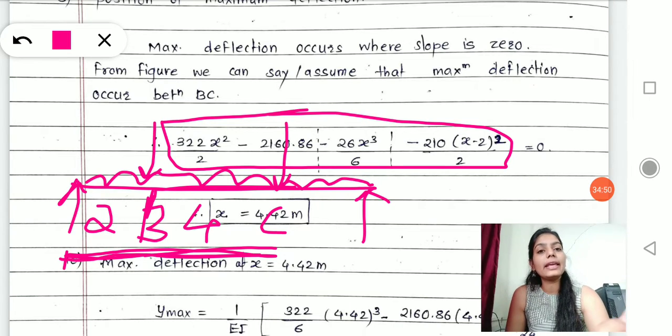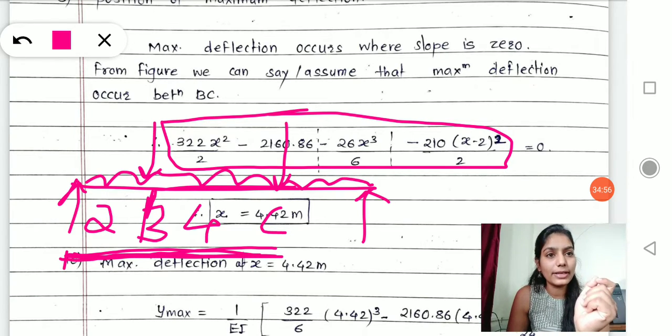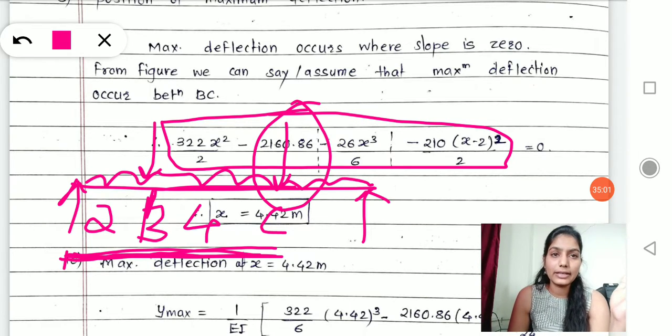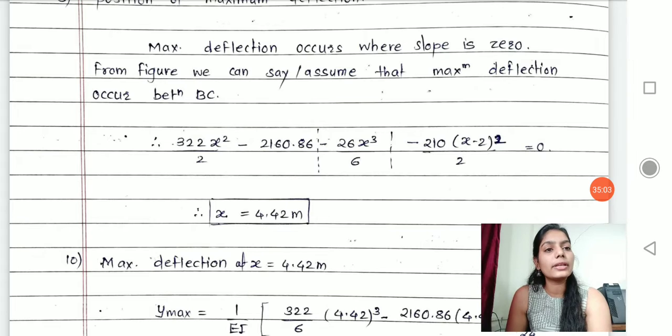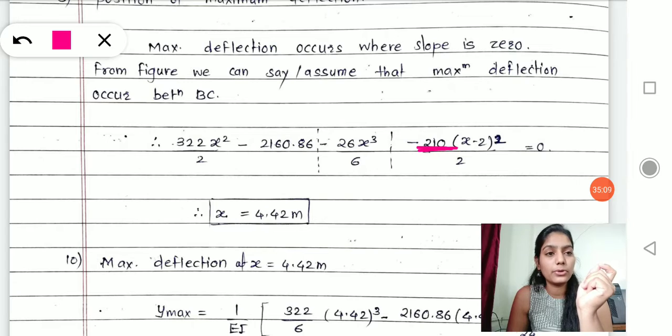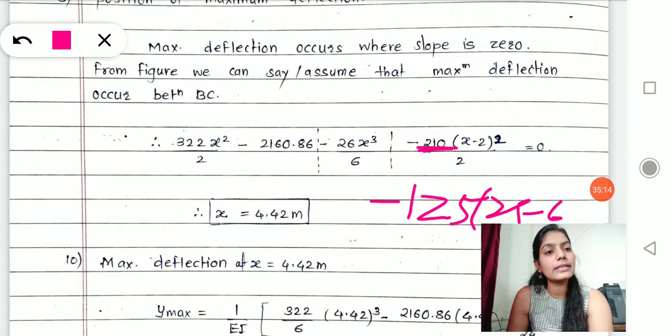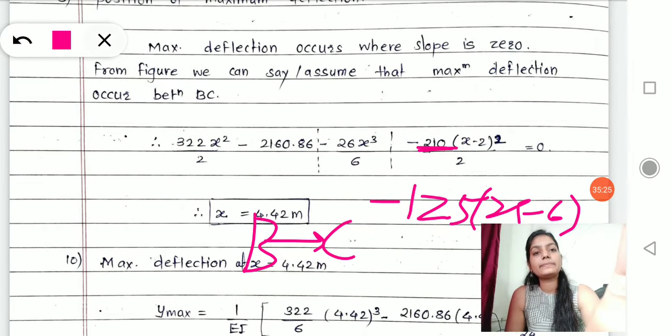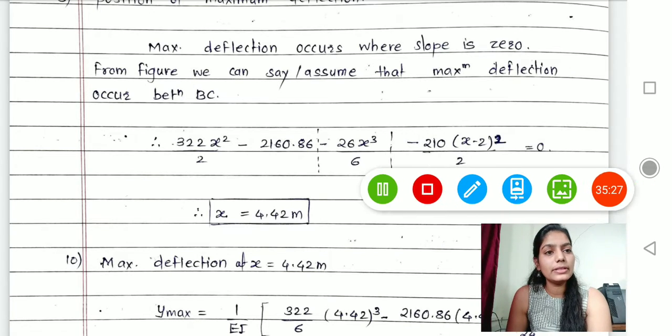Now I am taking the equation up to this point, up to this C point only. Therefore this second load is neglected. See here in the equation, you have the equation up to the 210 kilonewton load. I have not taken the minus 125 into x minus 6 term. I have not taken the equation up to that point. Why? Because I am only interested in up to the BC, up to the C point. I hope you understood this.